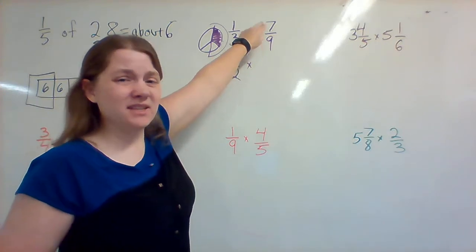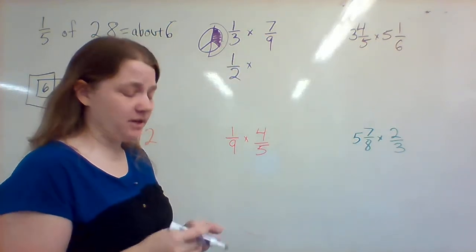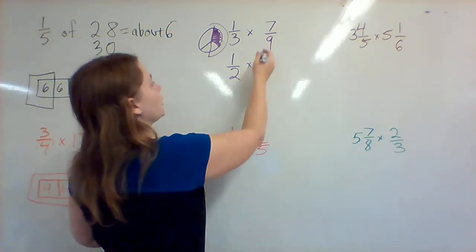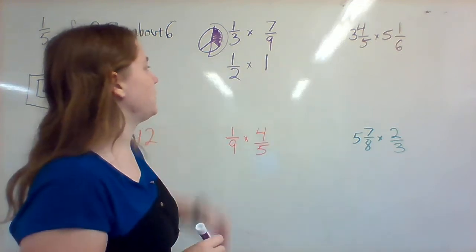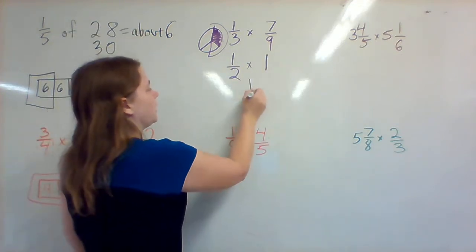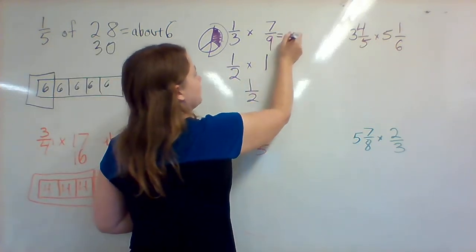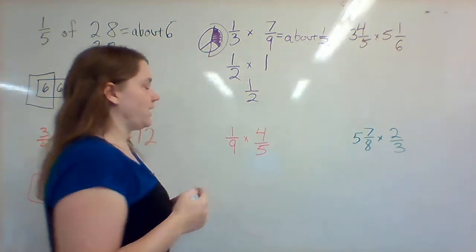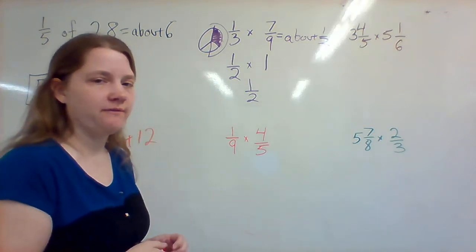7/9. 9, on the other hand, is a lot of pieces, and 7 is also a number that's close to 9. That's also a lot of pieces. So I'm going to round 7/9 to 1. So when I multiply 1/2 times 1, I'm just going to get 1/2. So 1/3 times 7/9 is about 1/2. Let's take a look at 1/9 times 4/5.